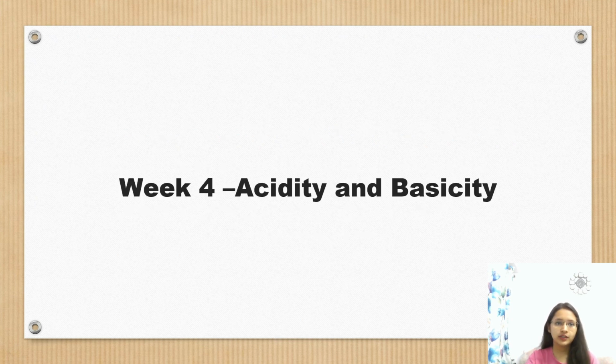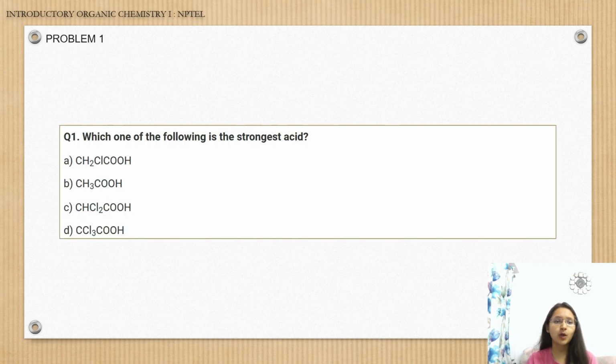It is about week 4, and the topic is acidity and basicity. In this lecture, we will see problems on the acidity and basicity of organic compounds, and how you can identify acidity and basicity in basic organic compounds. So this is dedicated to that part only. I'm starting from problem number 1. This problem is asking which one of the following is the strongest acid. You have to answer which one is the strongest acid among these four.